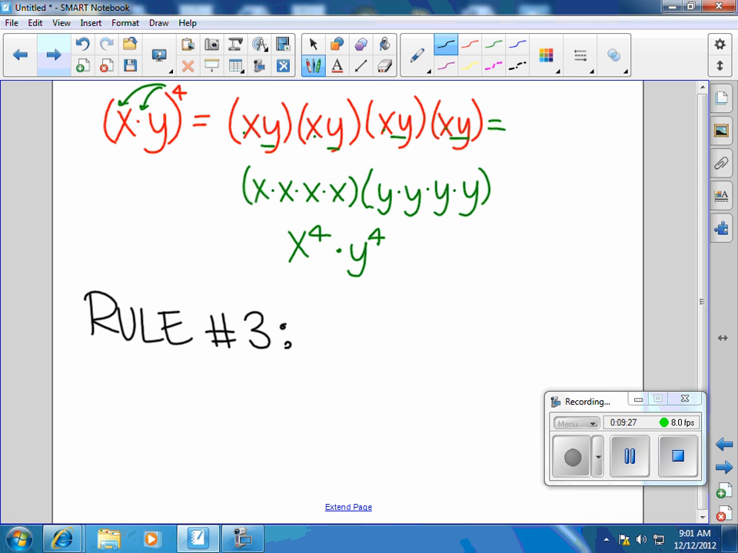So rule number 3 says that if I have two things, let's say A and B, and they're multiplying, they must be multiplying in here. If they're adding or subtracting, this rule does not work. So if they're multiplying and they are taken to some power, it's the same thing as A to that power times B to that power. And this would work if I had A, B, and C all inside of here. Whatever you have inside the parentheses, you can distribute that n to. So now that we know our 3 rules, let's do some problems.